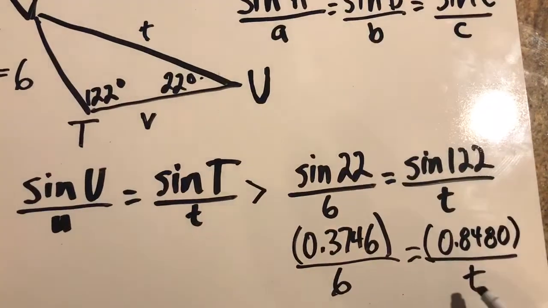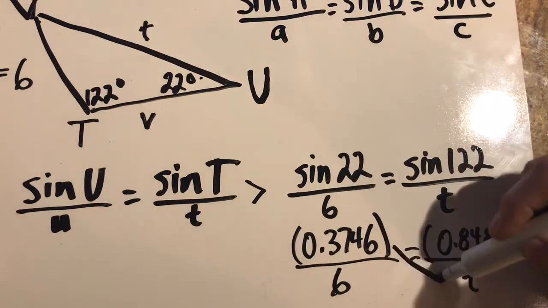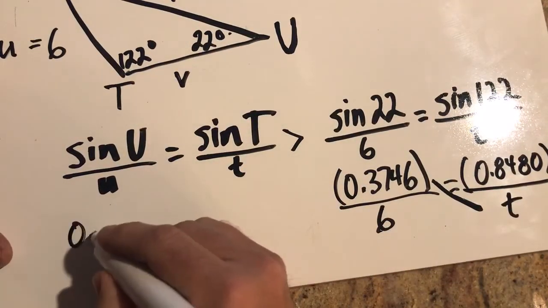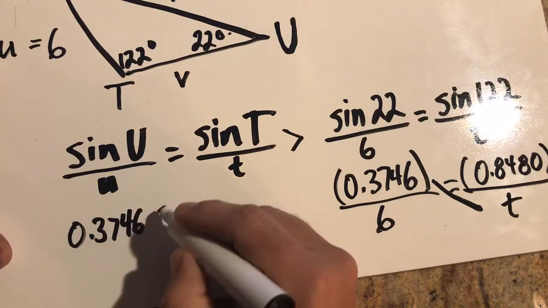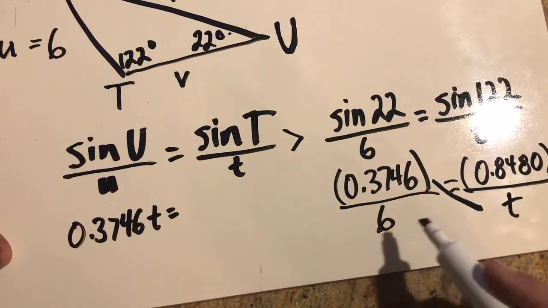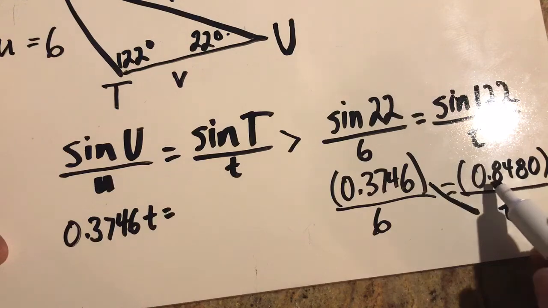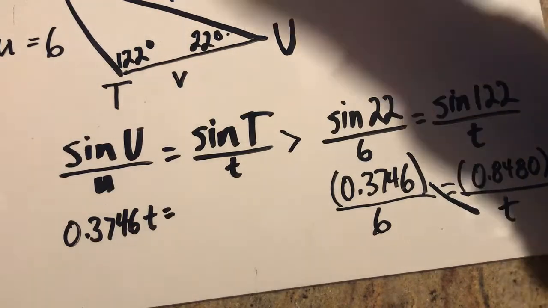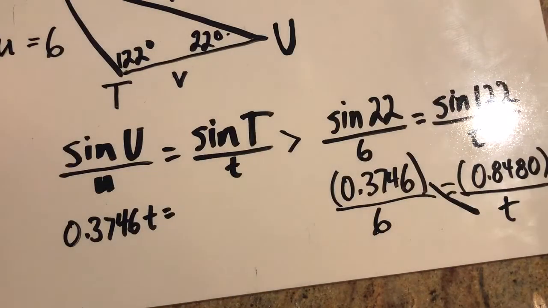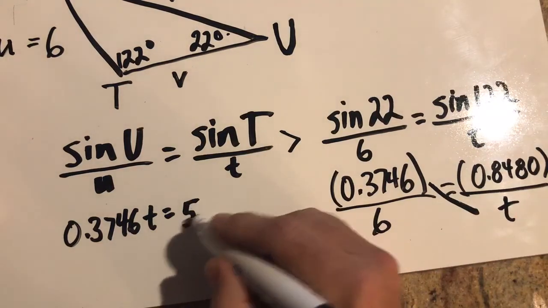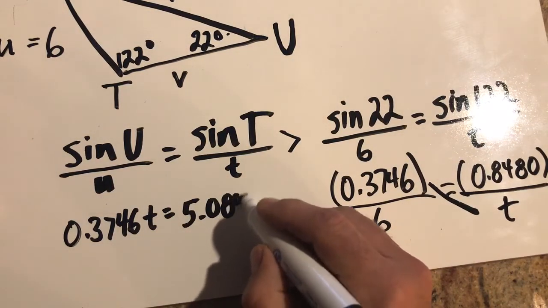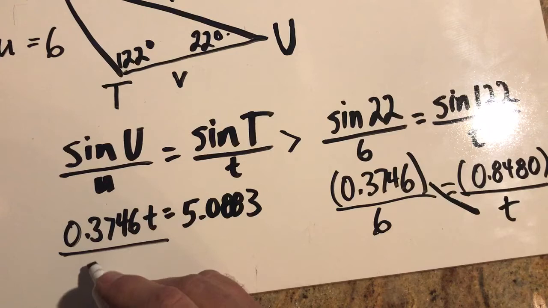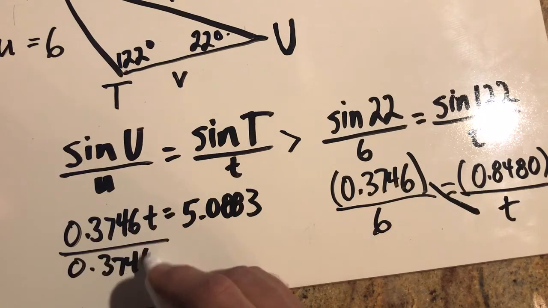Move that up, sorry. So now you're going to cross multiply. I'm going to bring this over here. I'm running out of room. So we have 0.3746 times t equals 6 times 0.8480, which is 5.0883 rounded to the nearest 10,000th, and then to solve for t, you divide by 0.3746 on both sides.